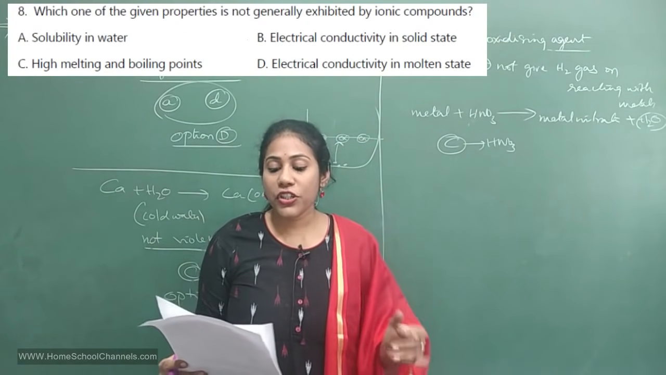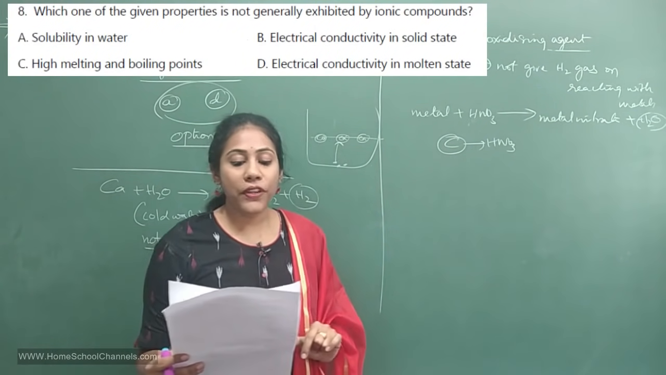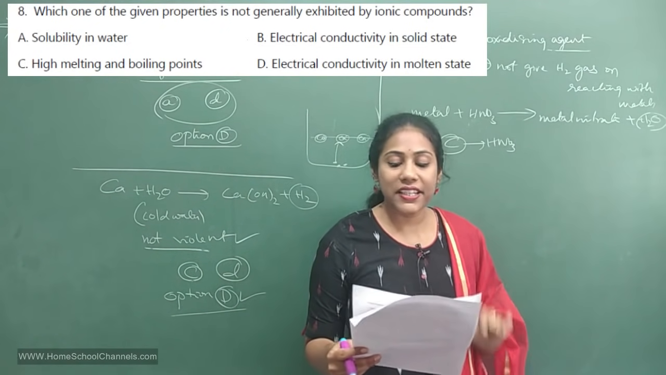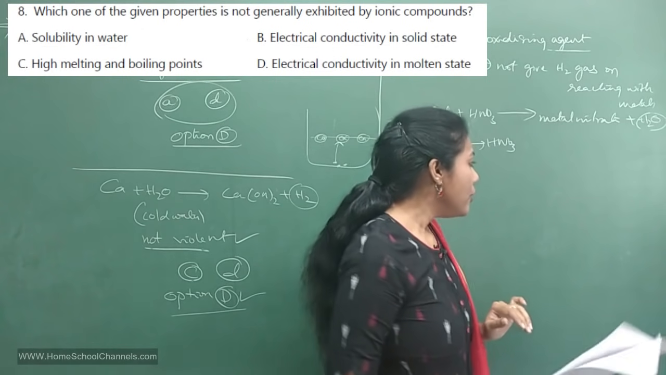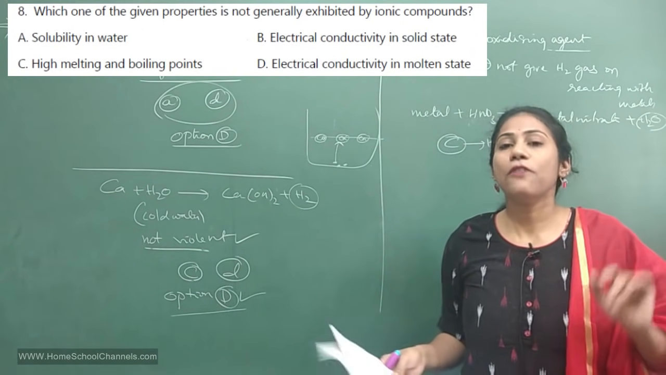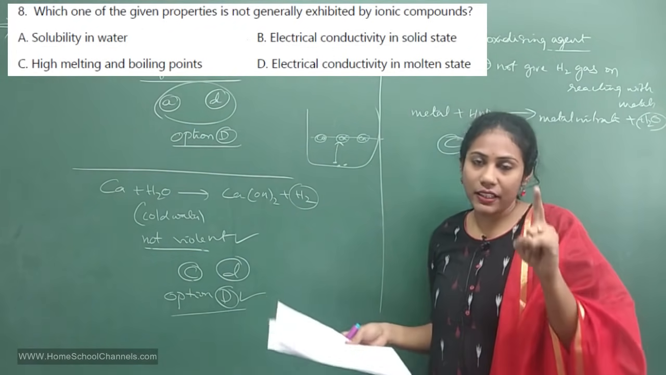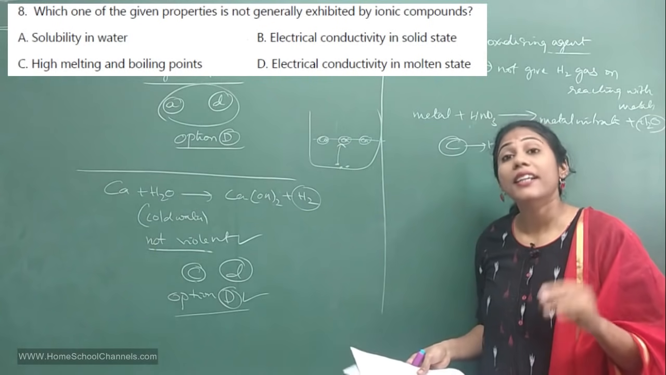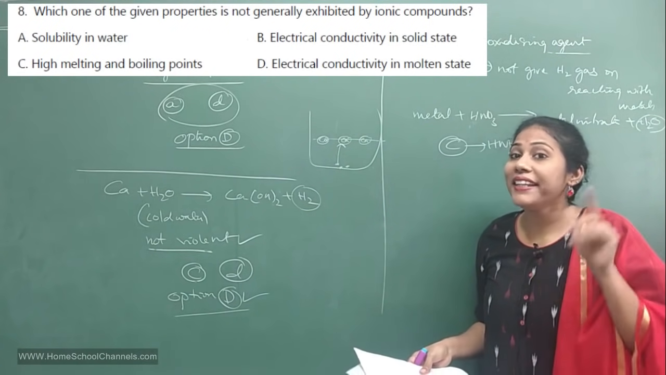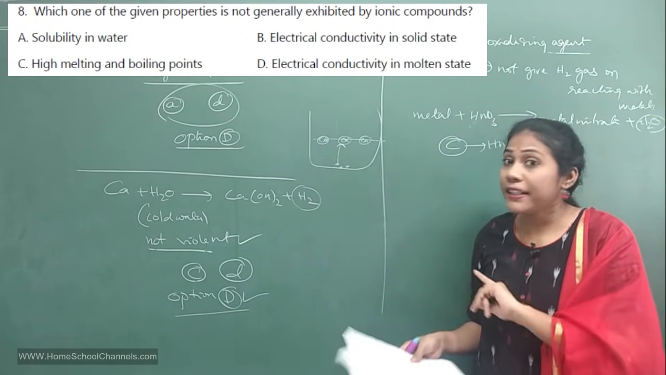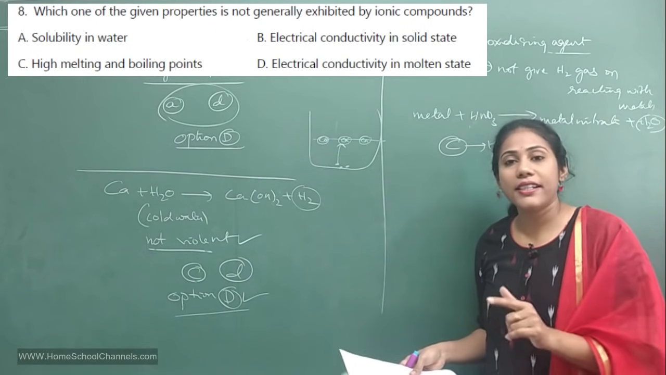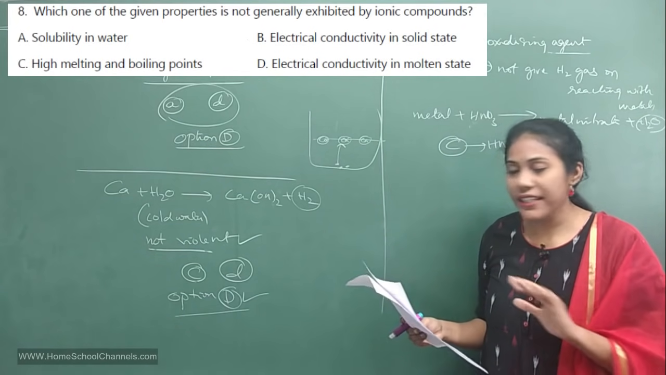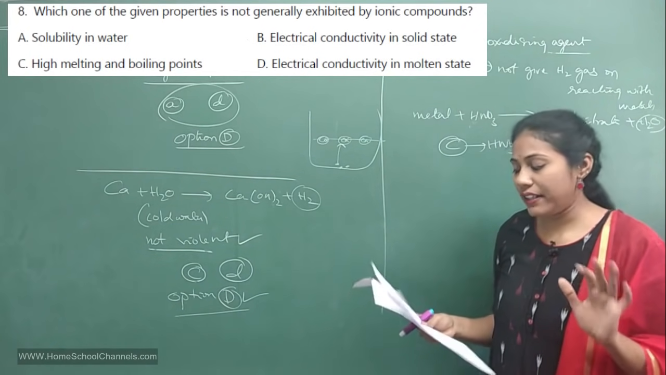Fine. Question number 8. Which one of the given properties is not generally exhibited by ionic compounds? Can you all tell me the properties of ionic compounds here? Ionic compounds are solids. They are soluble in water. They conduct electricity in liquid or molten state. They do not conduct electricity in solid state, but they conduct electricity in liquid state, isn't it? So these are the properties that we studied for ionic compounds.